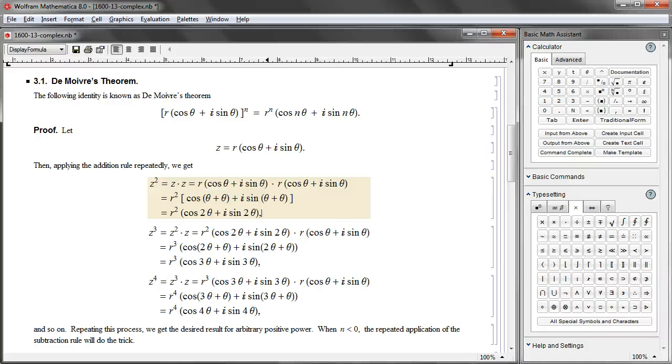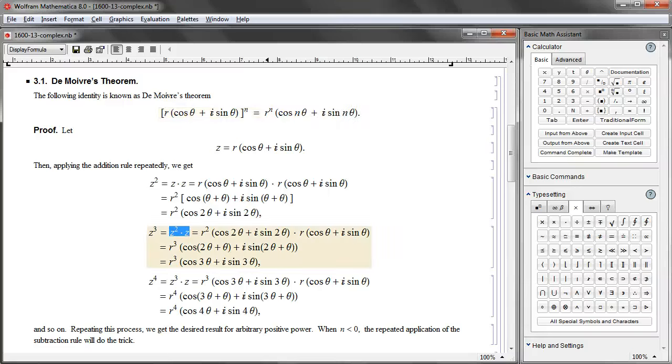What did we end up with? We ended up with the proof of De Moivre's theorem for the special case n equals 2. By the way, when n equals 1, there's nothing to prove because the left hand side and right hand side are the same. Now, what if we have z cubed?